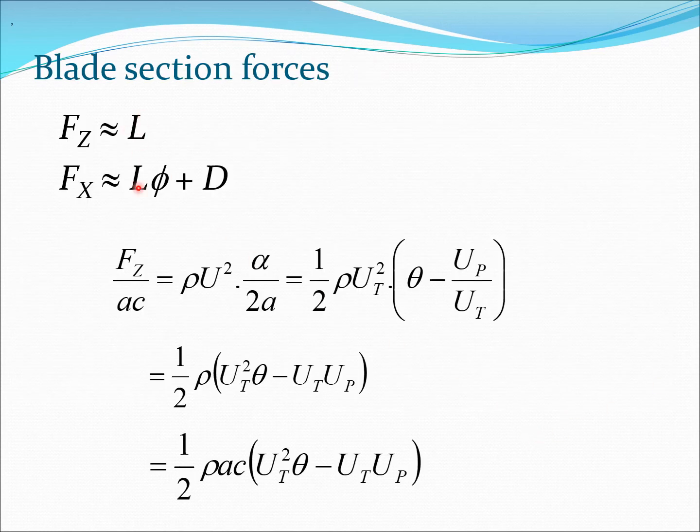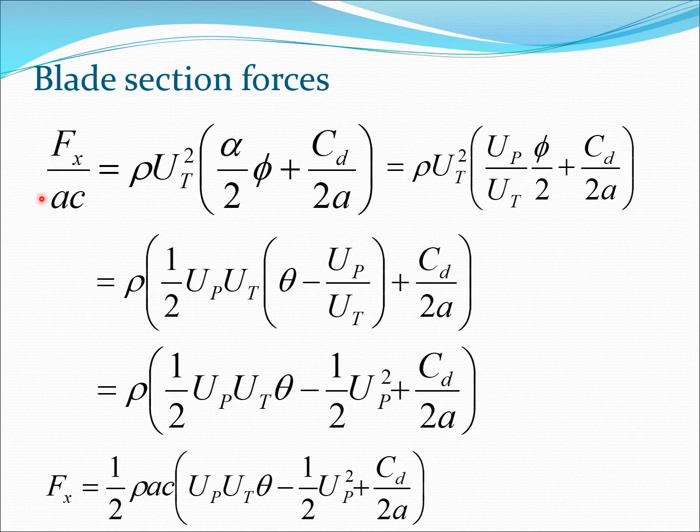So we can then obtain the blade section forces. So we'll assume Fz is approximately equal to L. Fx is L phi plus d. Okay. So then the expression for Fc becomes like this here. You can clearly see that I'm making some approximations. I'm assuming u is approximately equal to ut, and so I'm getting this simple expression, expanding it out, and so I get this expression here. So this is actually just Fc is half rho AC ut square theta minus ut up.